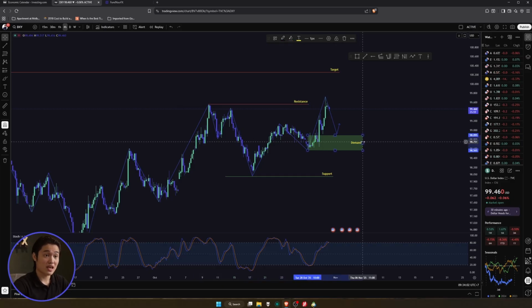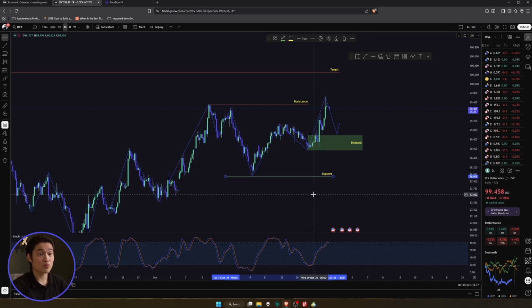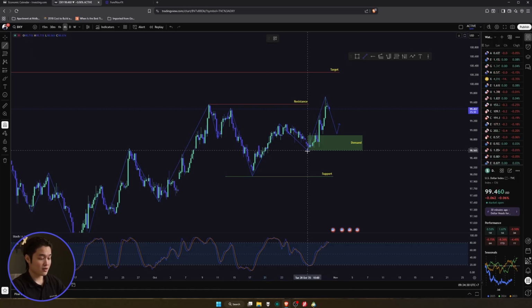So the demand zone will come at around 98.895 until 98.565. I'm going to repeat it again. The demand zone comes at 98.895 until 98.565. The support right here, this is the strongest support. The strongest support comes at 98.009. If you want to see another support, this is the minor support. The minor support comes at 98.565, which is aligned with the demand zone.